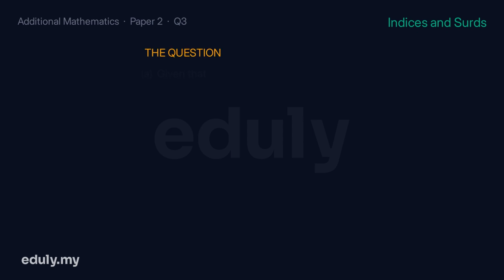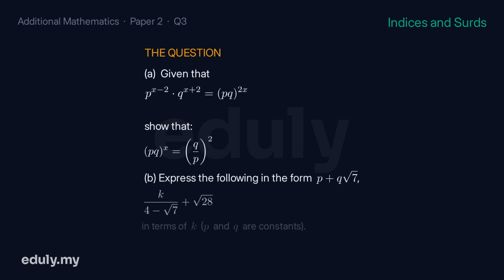Let us read the question. We are given an equation in indices with two letters, P and Q, and we must prove a result from it. Then, separately, we have to tidy a surd expression into a standard form.